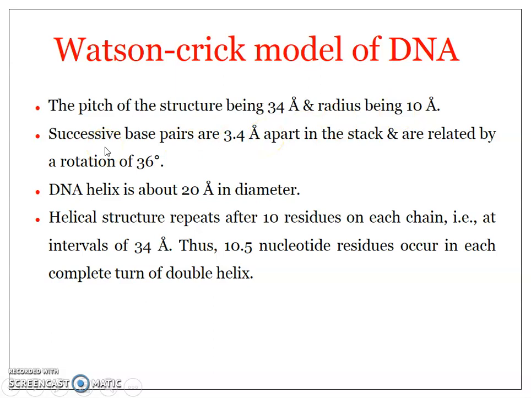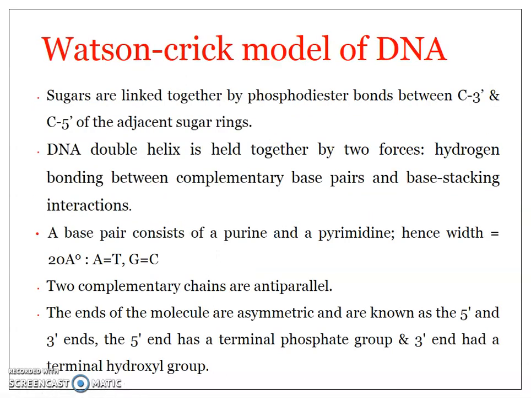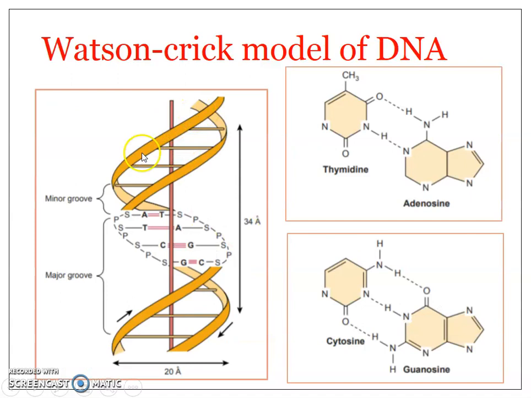What happens is two adjacent base pairs are just 3.4 angstrom apart. And the DNA helix is about 20 angstrom in diameter. We have already seen in the figure. The helical structure repeats after every 10 residues. So as we have already seen, this is one helix, and this helix will repeat again, starting from here, another helix over there. So how many base pairs are here? 10 base pairs. What is the length? What is the pitch?